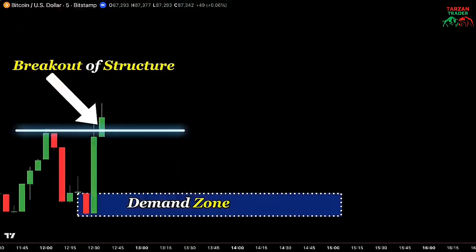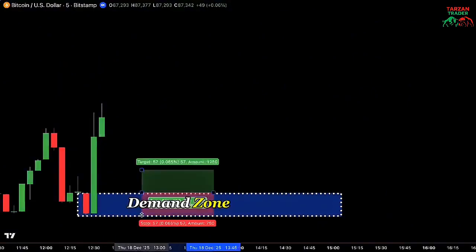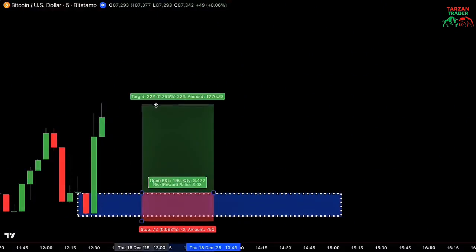Let's confirm the breakout of structure. The market has broken through a previous resistance level, signaling that institutions have already been involved in pushing the price up. Lastly, evaluate the risk-to-reward ratio. We have a 3-to-1 risk-to-reward ratio, which makes this zone favorable for a high-probability trade. Now that the zone is qualified, we'll wait for the market to approach the demand zone.